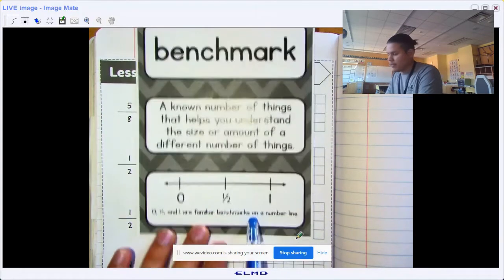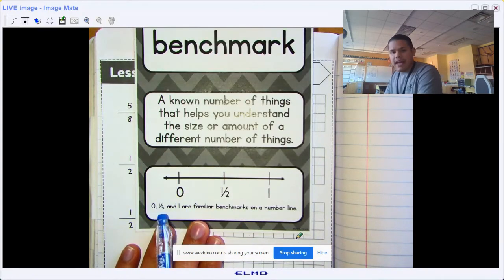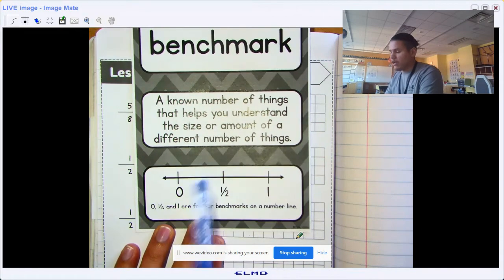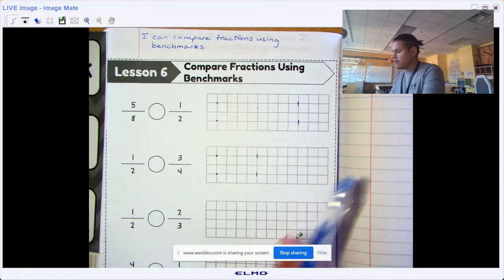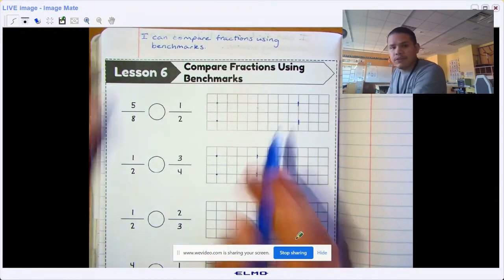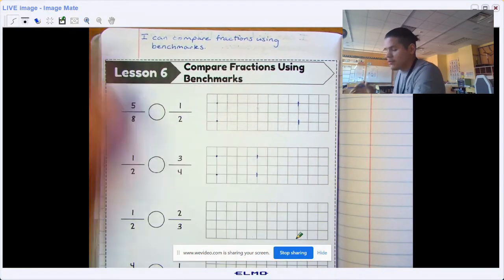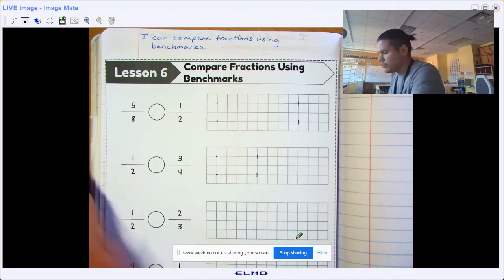Here I have a picture of it. So 0, 1/2, and 1 are familiar benchmarks on our number line. We're going to be using 1/2 today to help us. So let's take a look at the example I just showed you using our math notebook. Okay, please follow along with me as I work through these problems.